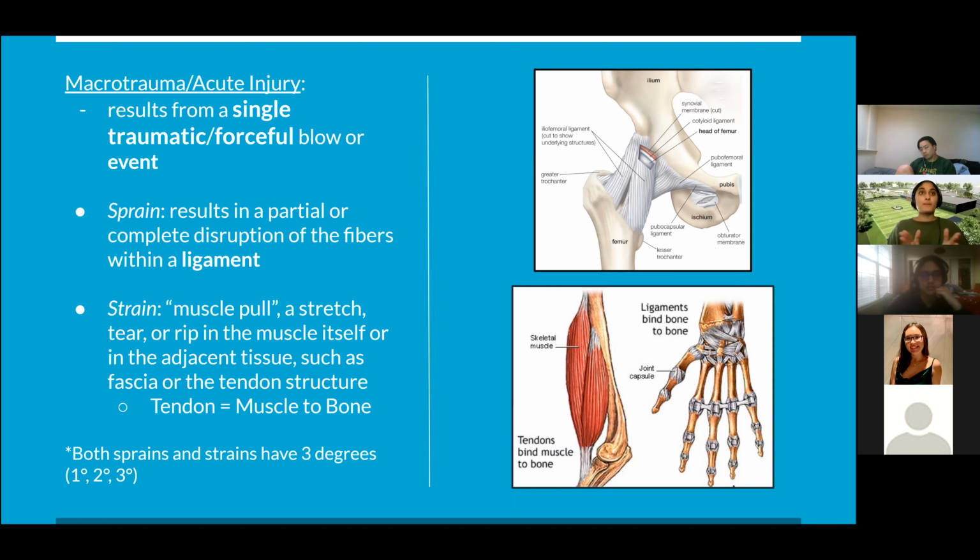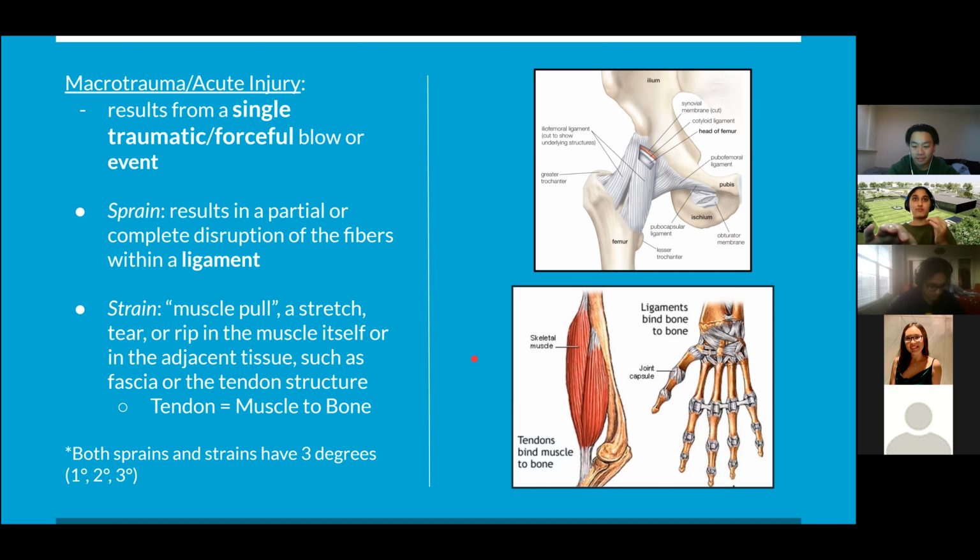Okay, so both sprains and strains have 3 degrees. You can have a 1st degree sprain, 2nd degree sprain, 3rd degree sprain, as well as the same for strains. Each degree just gets worse as you go along until you get to the 3rd degree, which means a complete rupture. So if you completely tore through a tendon, that would be called a strain. Okay, so that's what a macrotrauma or acute injury is.